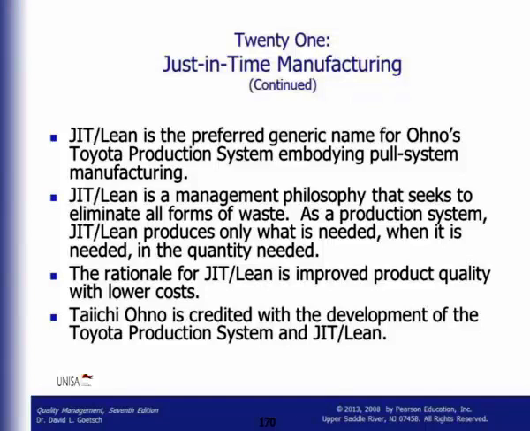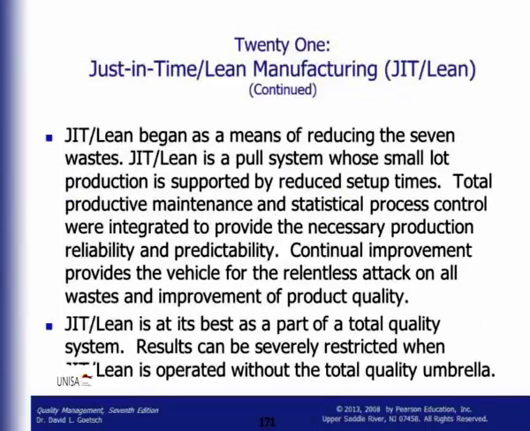Taiichi Ohno is credited with the development of the Toyota production system and JIT Lean. JIT Lean began as a means of reducing the 7 wastes. It is a pull system whose small lot production is supported by reduced setup times. Total productive maintenance and statistical process control were integrated to provide the necessary production reliability and predictability. Continual improvement provides the vehicle for the relentless attack on all wastes and the improvement of product quality.